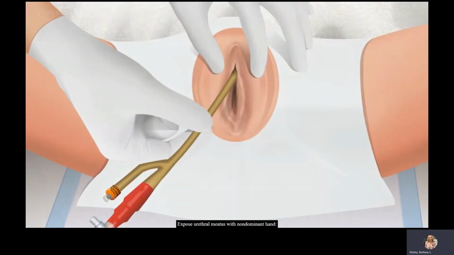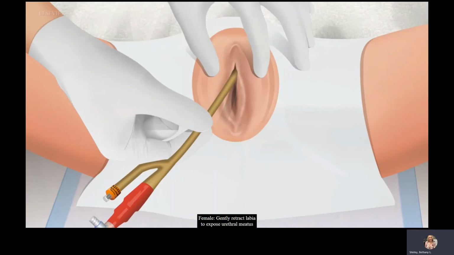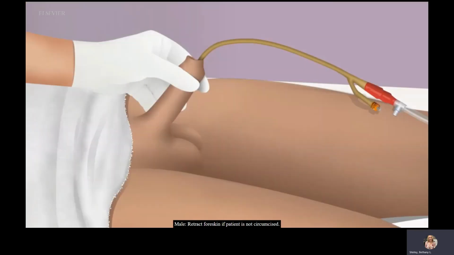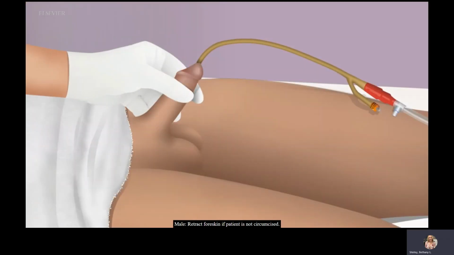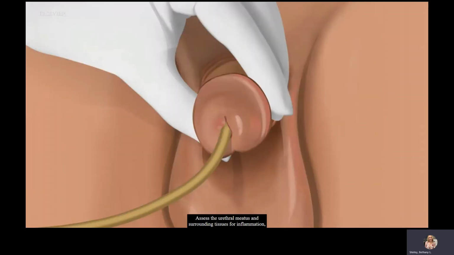Expose urethral meatus with non-dominant hand. Female, gently retract labia to expose urethral meatus and catheter insertion site fully. Male, retract foreskin if patient is not circumcised. Hold the penis at the shaft just below the glans. Assess the urethral meatus and surrounding tissues for inflammation, incrustations, swelling, or discharge, and ask the patient whether burning or discomfort is present.